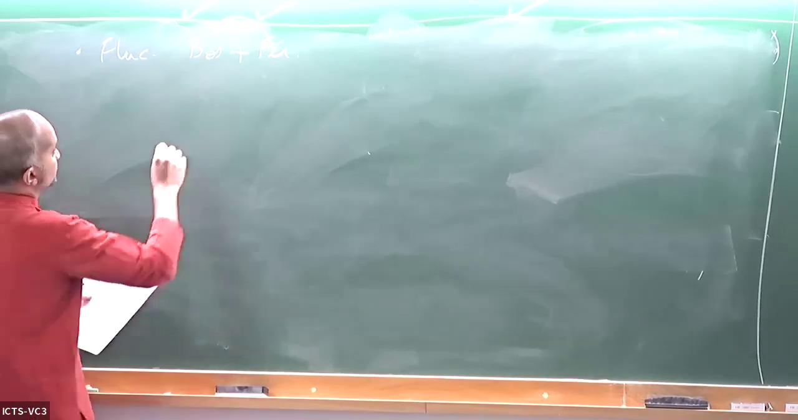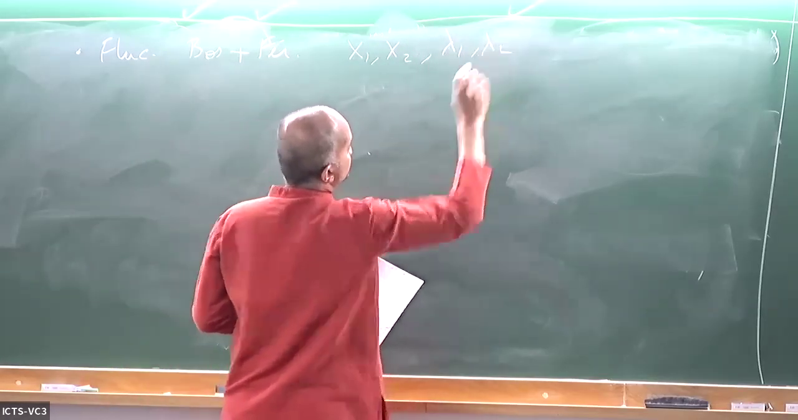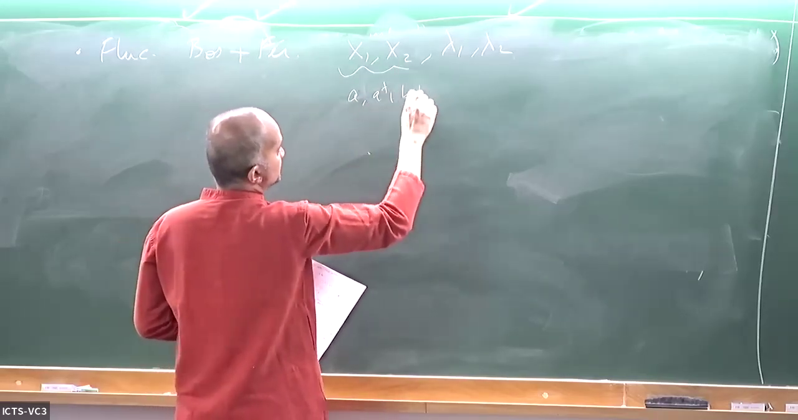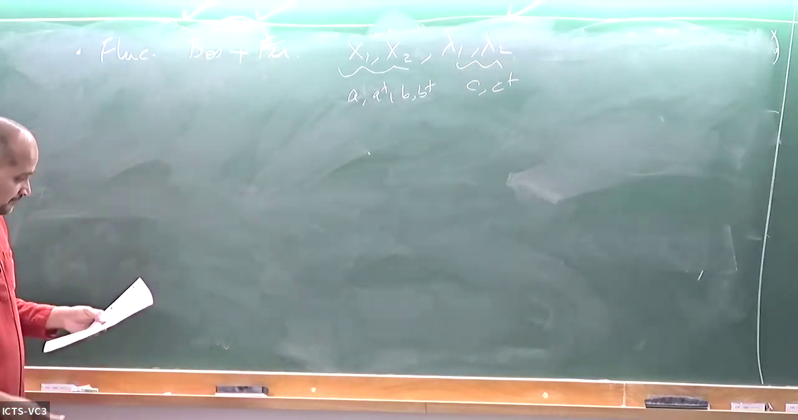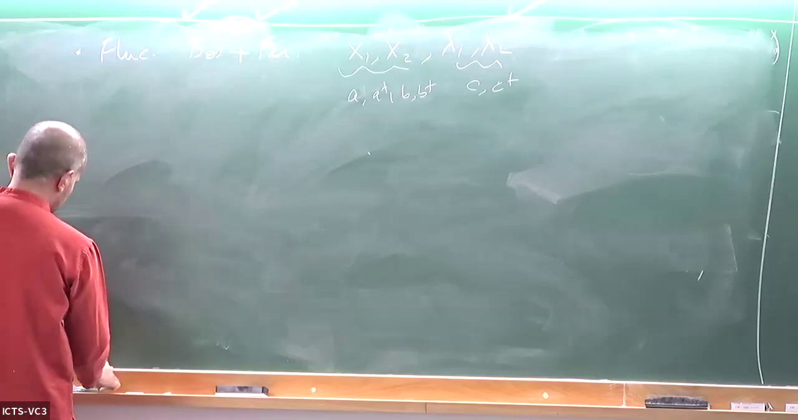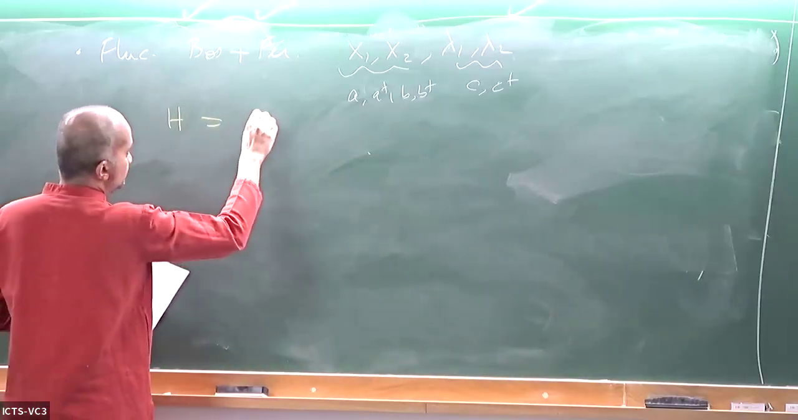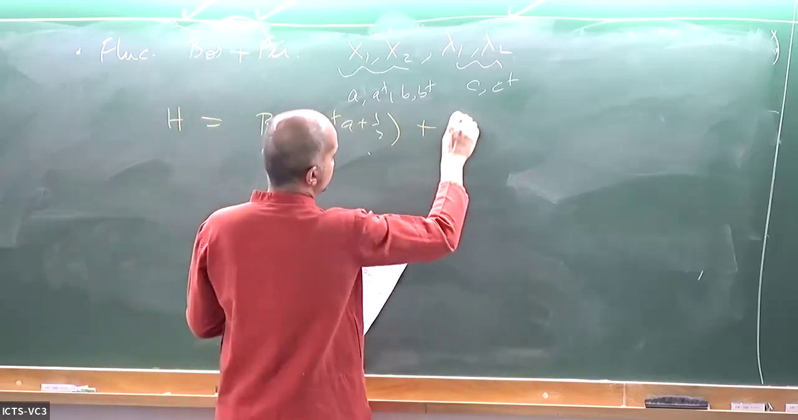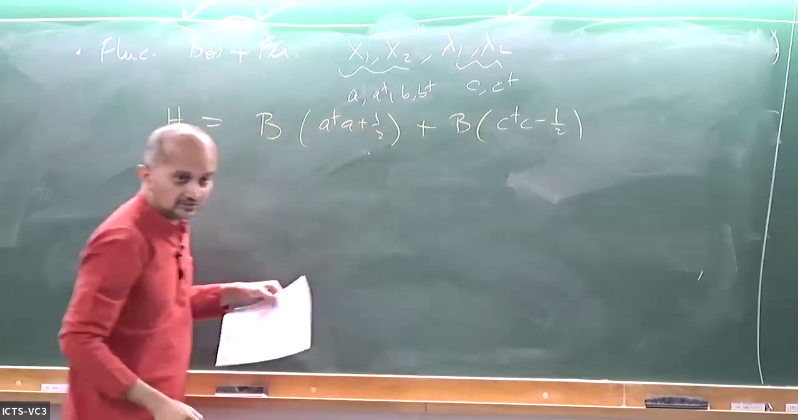Okay, good. So now you have X1, X2, and 2 fermions, lambda 1, lambda 2. This gave me A dagger, B dagger, and this will give me a fermionic C, C dagger. And the Hamiltonian now, this is what you're asking, is B times (A dagger A plus half) plus B times C dagger (A minus half). So the ground states indeed will have 0 energy.